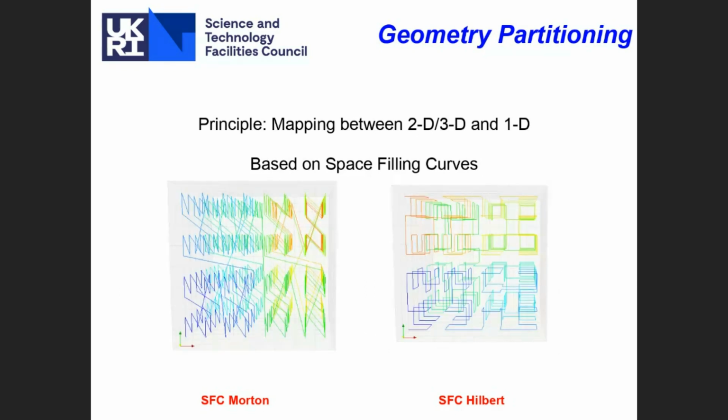In real life, it looks a little bit like this. The colors correspond to the index of the processors. It goes from blue, which is 0, I guess, to red, which is the maximum number of processors. And you can see the Morton shape, which is also called the Z shape, and the Hilbert shape on the right-hand side.